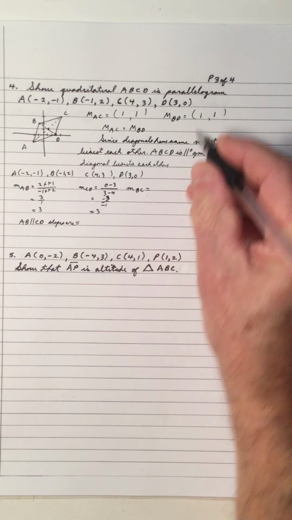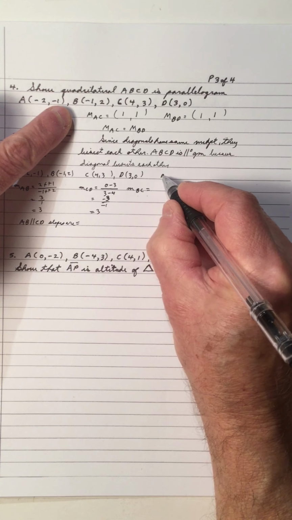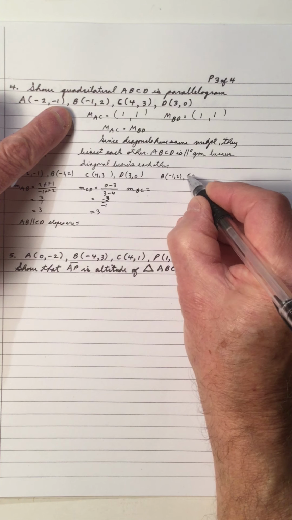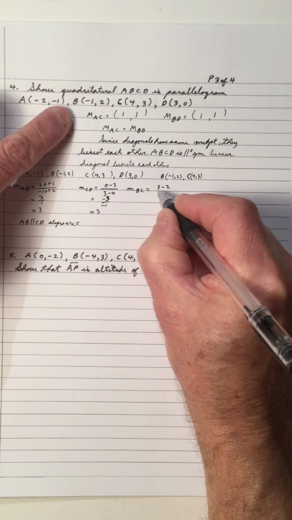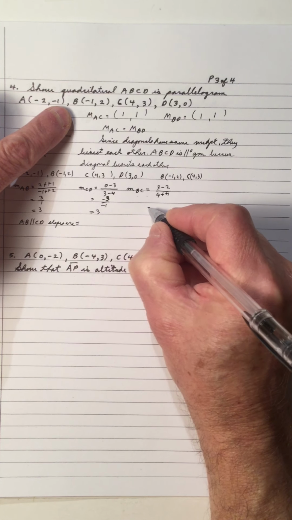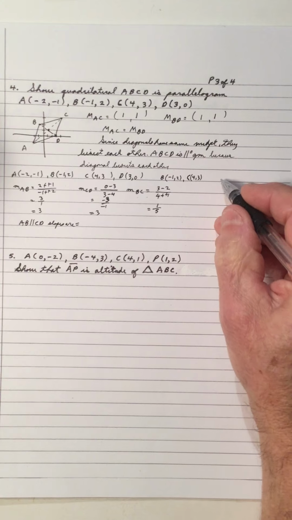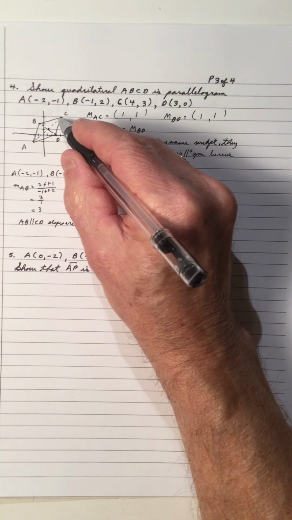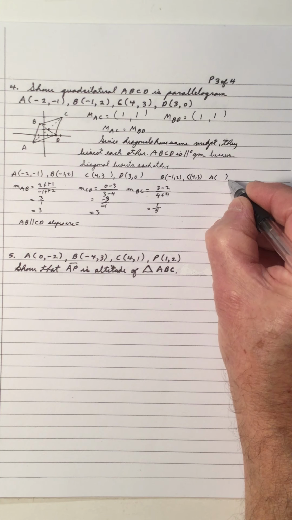Now let's do the slope of BC. The slope of BC, B and C. BC is here. So let's copy down B. And we copy down C as 4, 3. So the slope of BC is 3 minus 2 over 4, subtract negative 1, double negative. So that becomes 1 over 5. And we'll get the slope of, we got BC. So BC is parallel to AD. So let's do A and D.